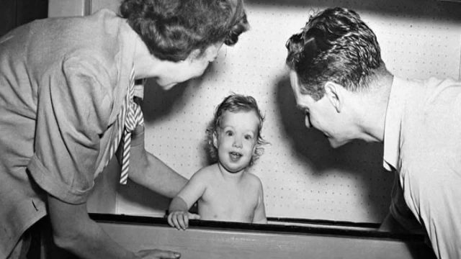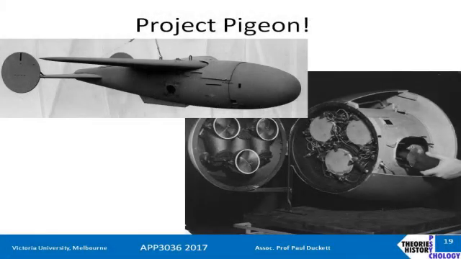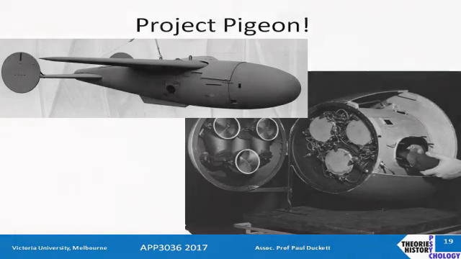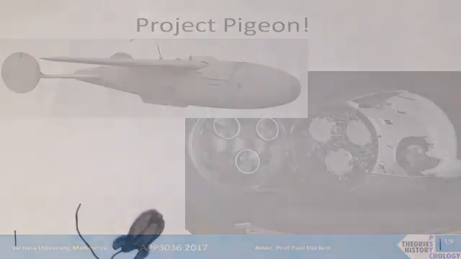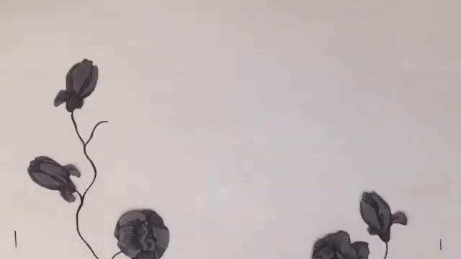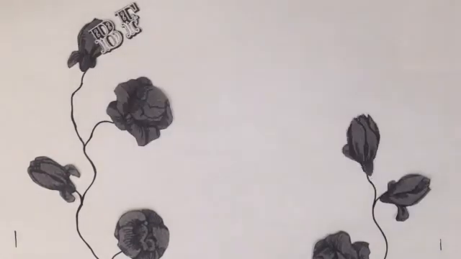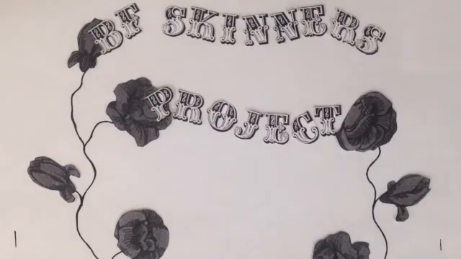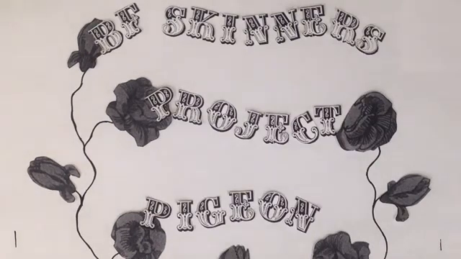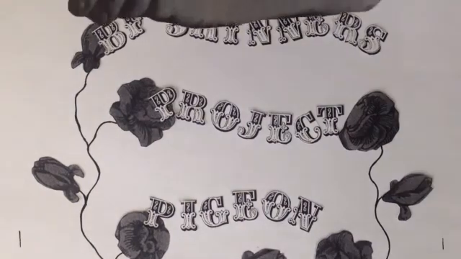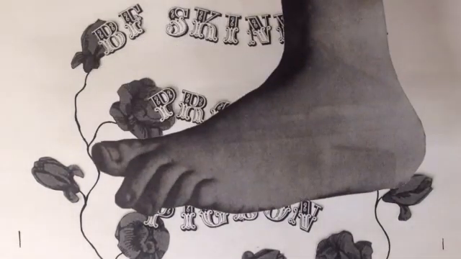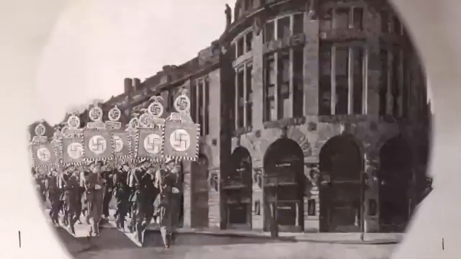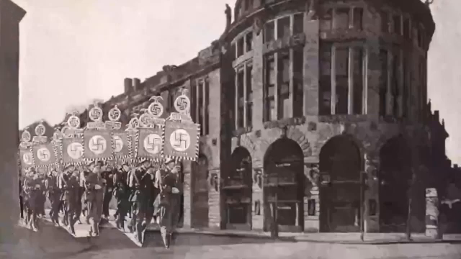Now, there was another invention that Skinner was known for, and this was called Project Pigeon. This was in early 1942 during World War II, and Skinner designed a missile guidance system using pigeons. Now, I'm not joking, try not to fall over laughing, but he did invent a missile guidance system based on pigeons. The US National Defense Research Committee actually funded the work, and it was called Project Pigeon.